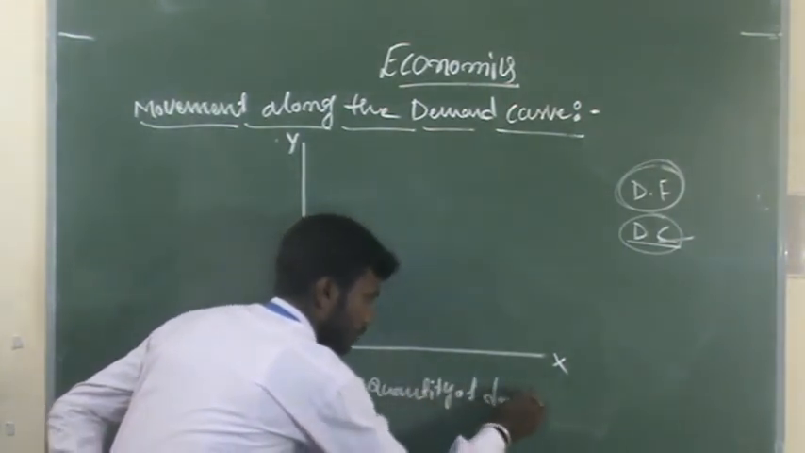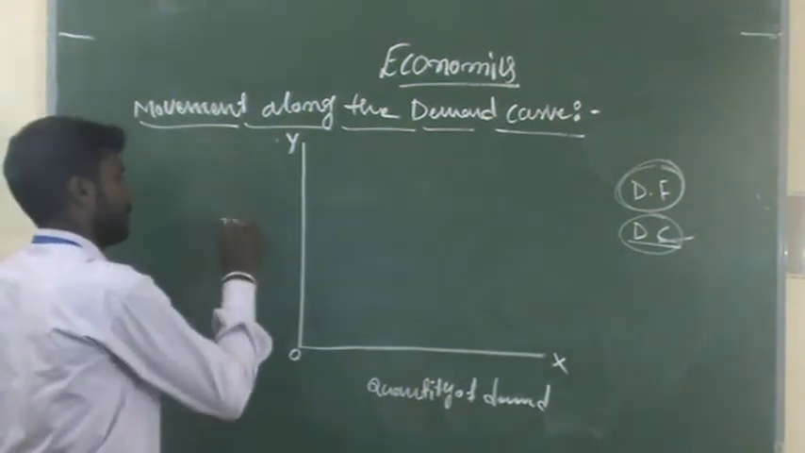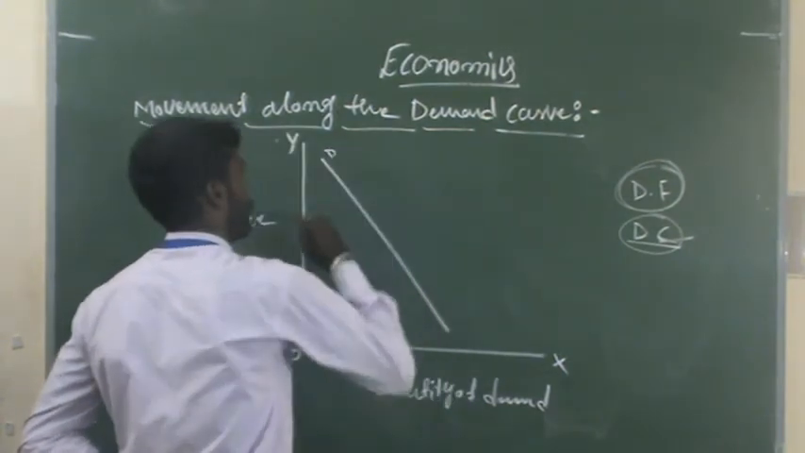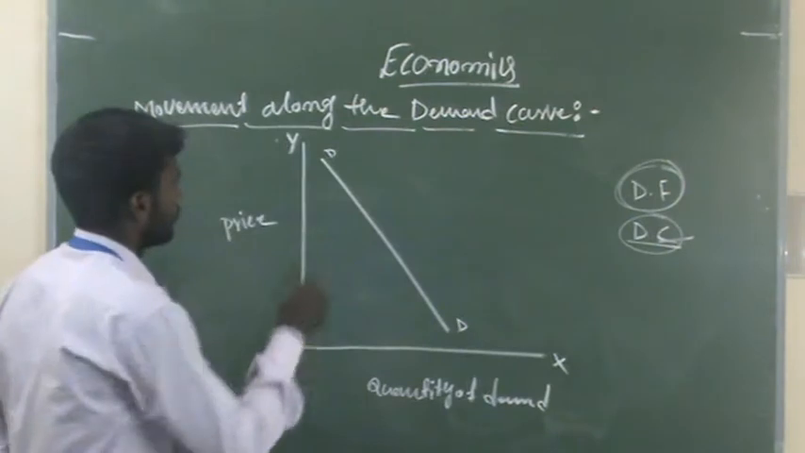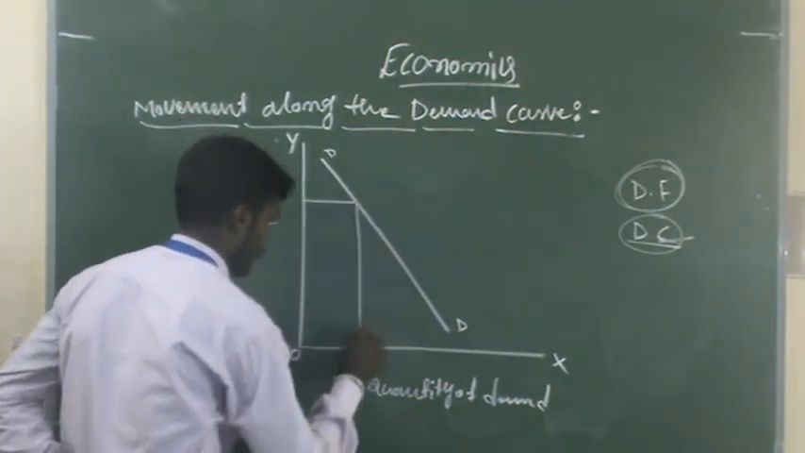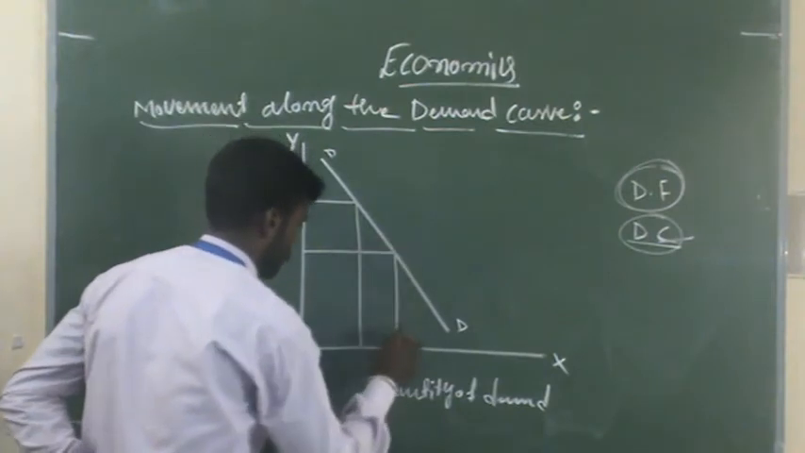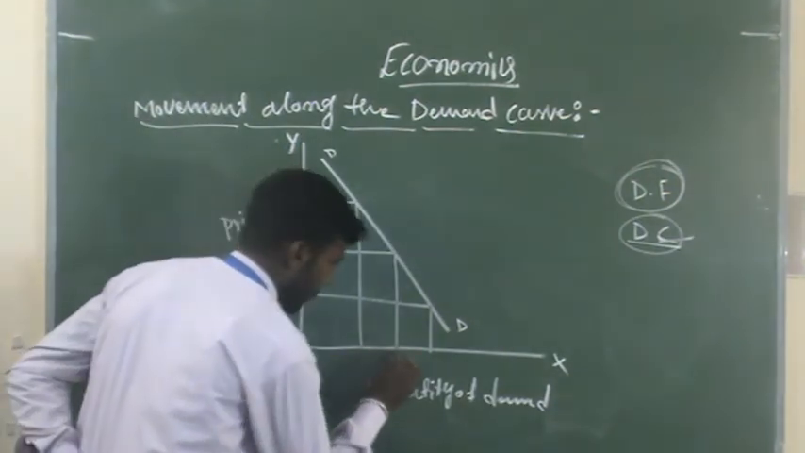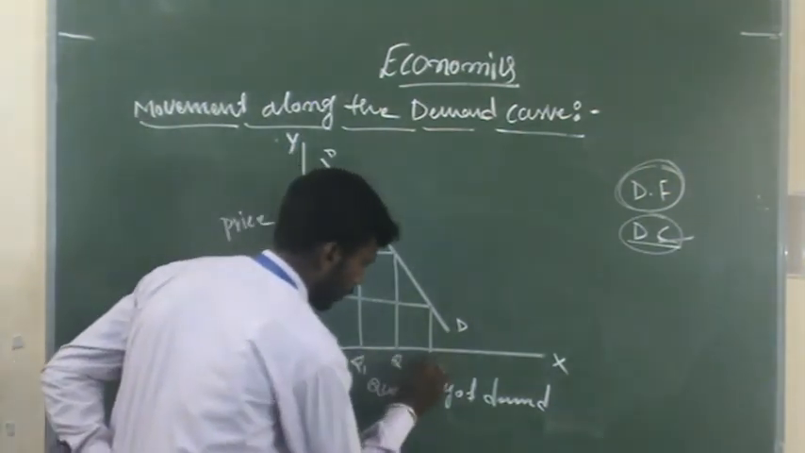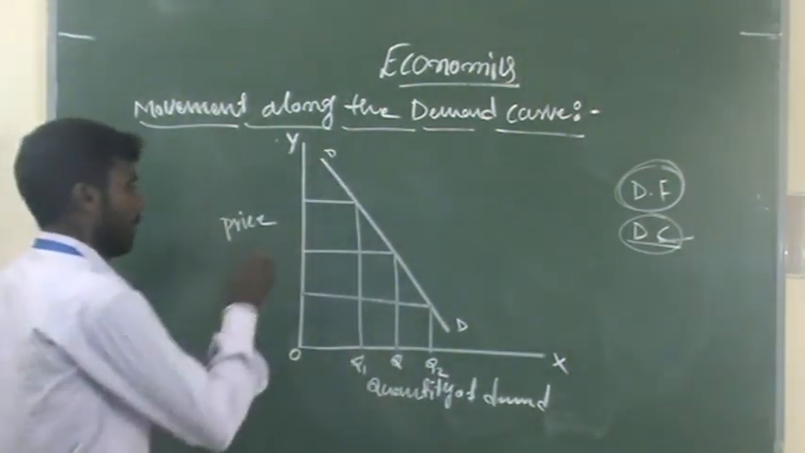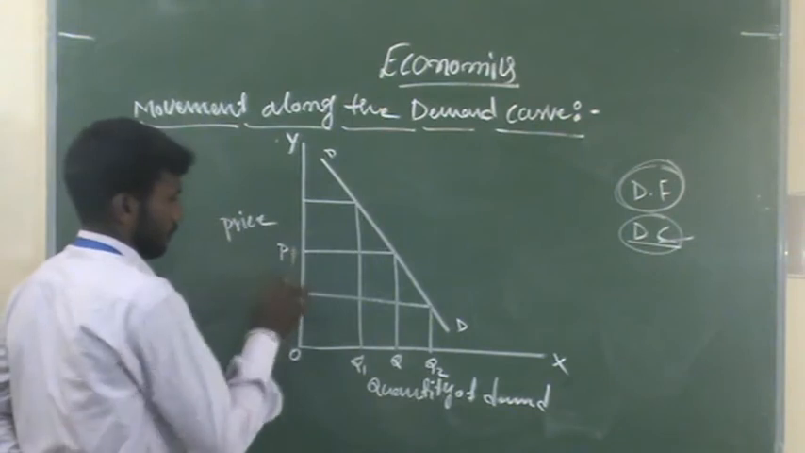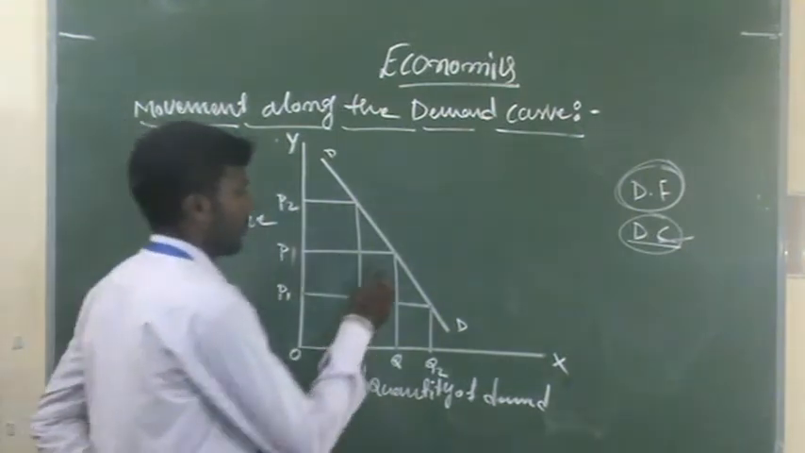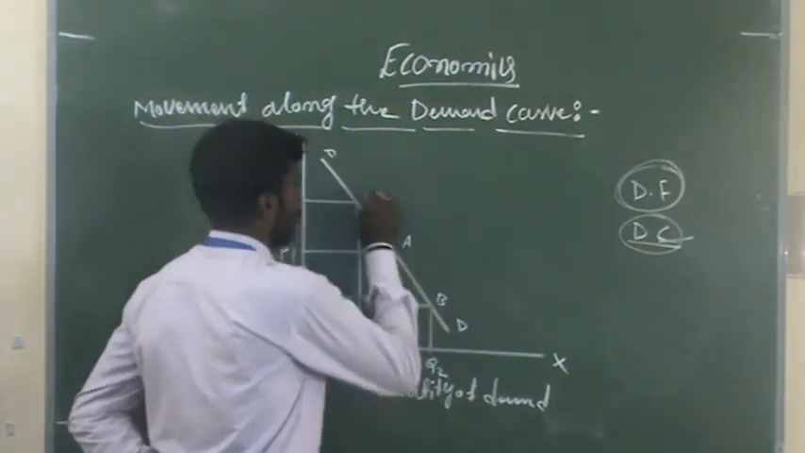Quantity of demand, and here price. Yeah, this is DD. Q, Q1, Q2. Let us consider the diagram. P, P1, P2. So this is A, this is B, this is C.